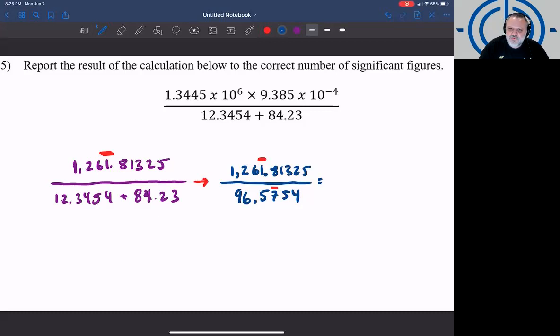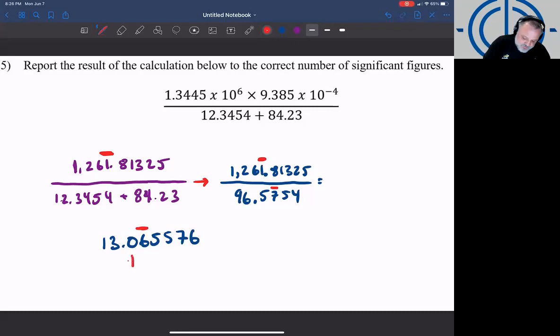So I'll take 1261.81325 and divide it by 96.5754. The value that my calculator spits out is 13.06557, and there are a lot of numbers after that. My calculator goes out about 12 digits after that. But that's enough because I know that at the end of the day, I need to report 4 significant digits.